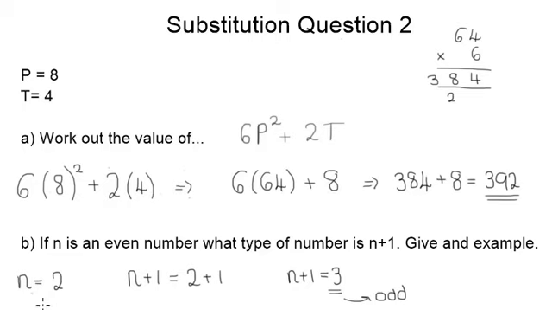Okay, so if n is even, we therefore know that n plus 1 is going to be odd, and that's our example. Brilliant. If you need any more help, please look at our substitution on question 4.